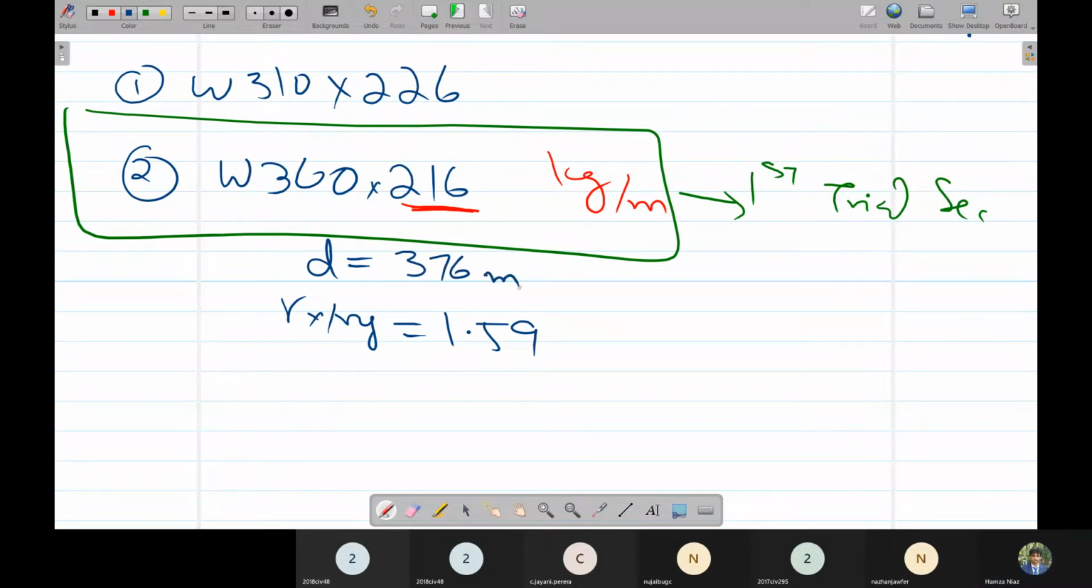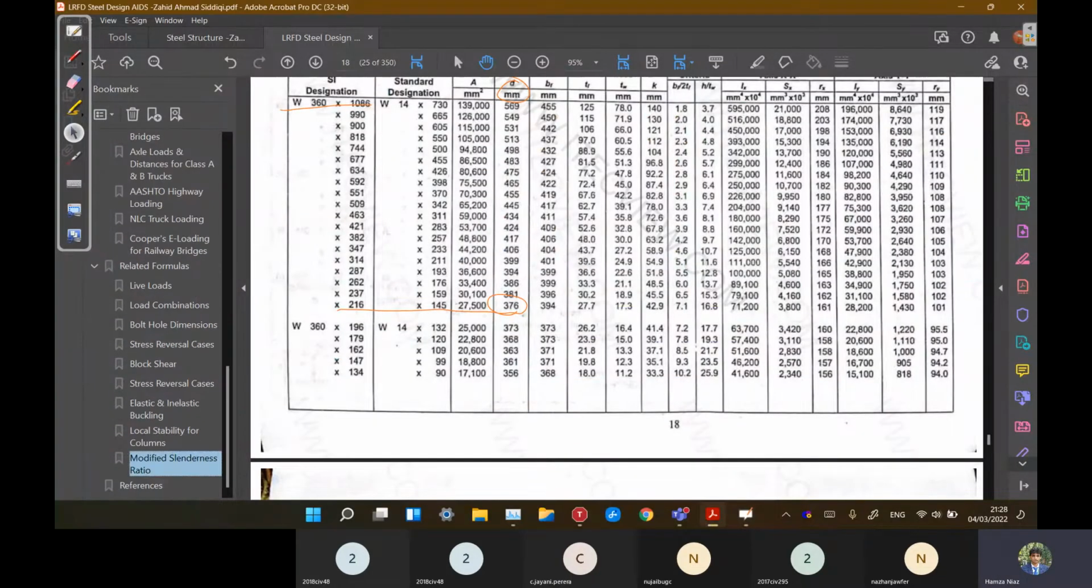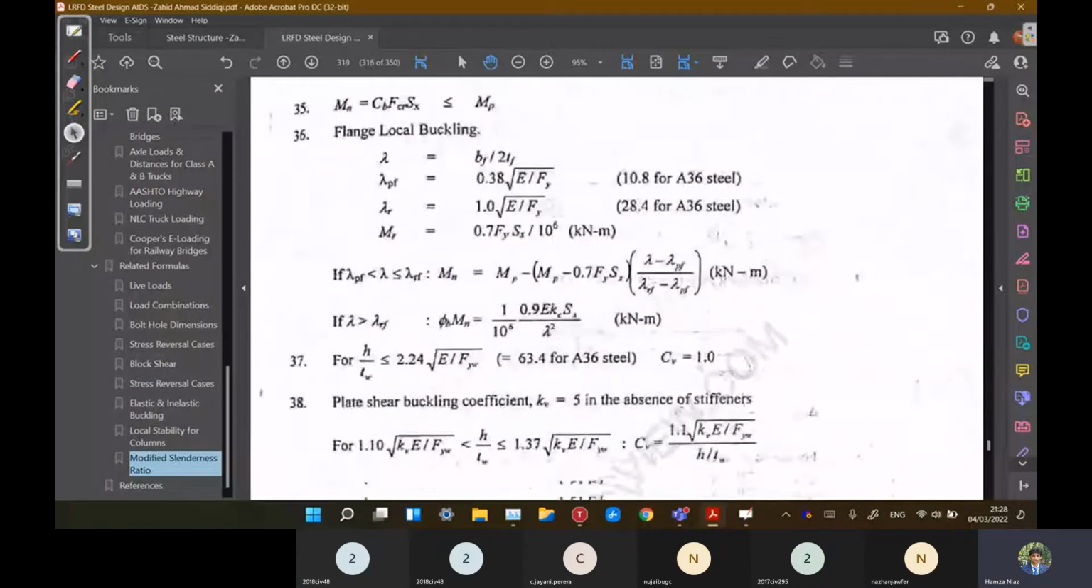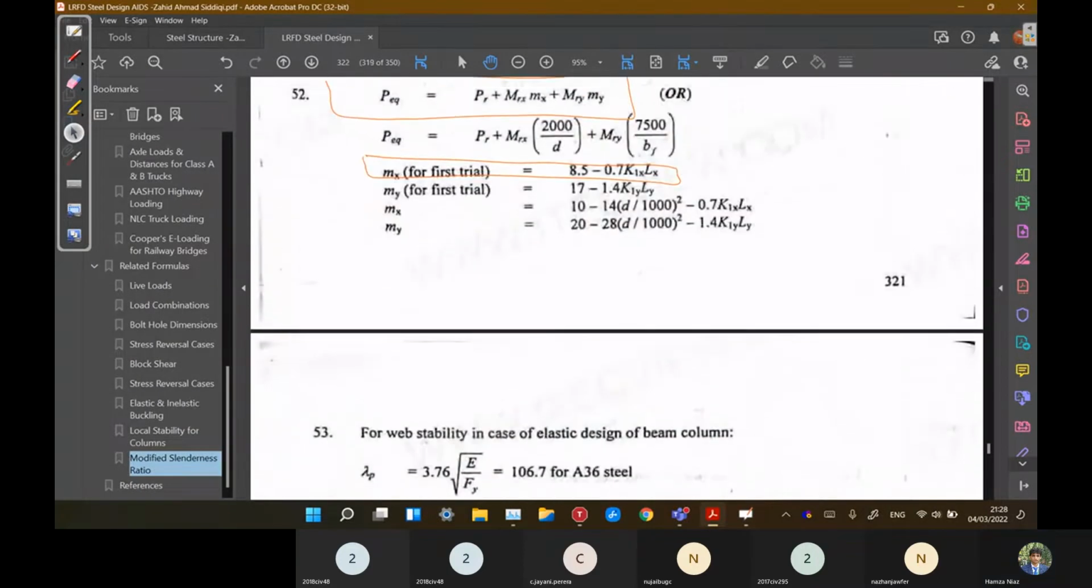376 millimeter. Okay, so we have selected D and Rx over Ry for this section. After selecting this, we have to again calculate Mx and My. First we calculated for the first trial section. Now we'll calculate exact Mx and My.